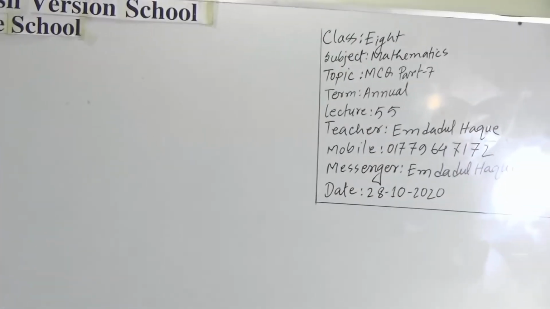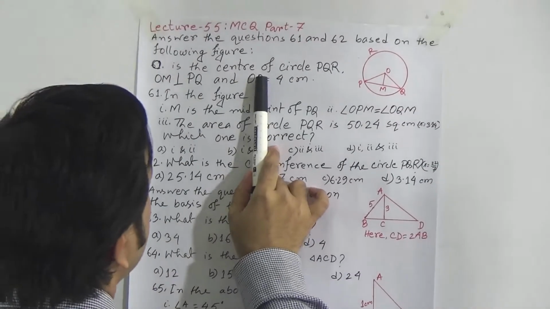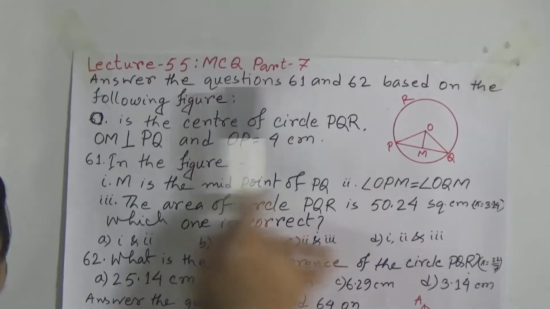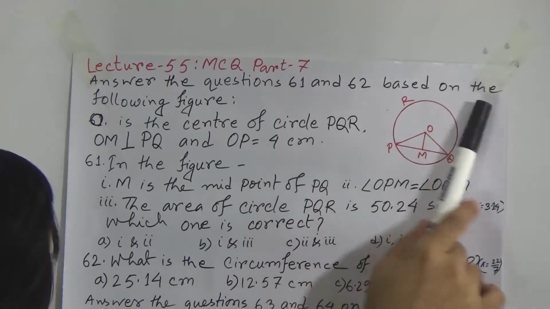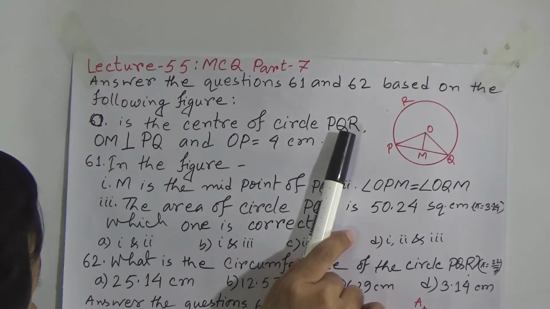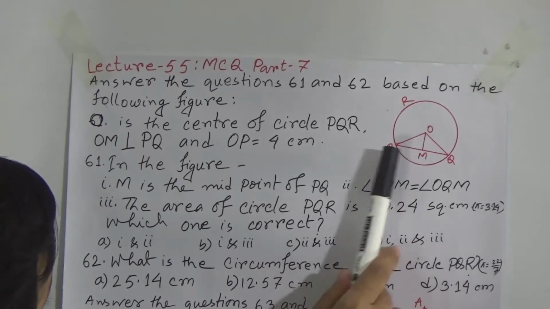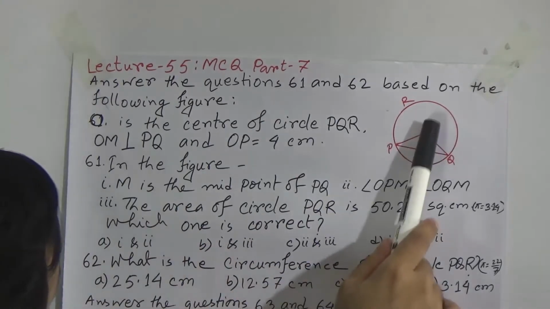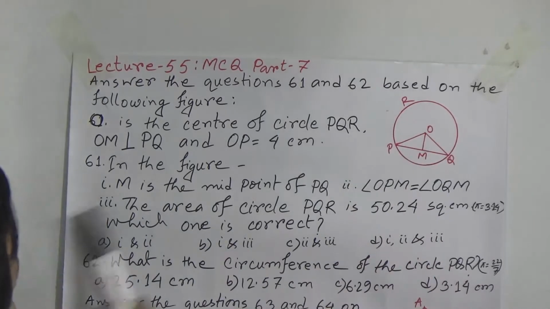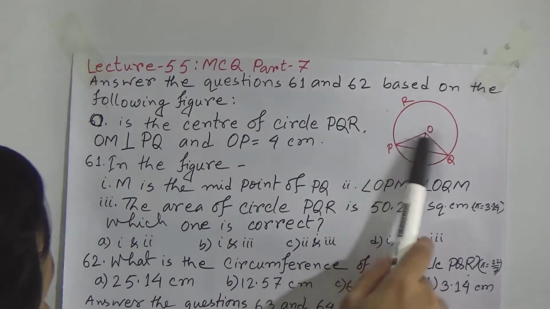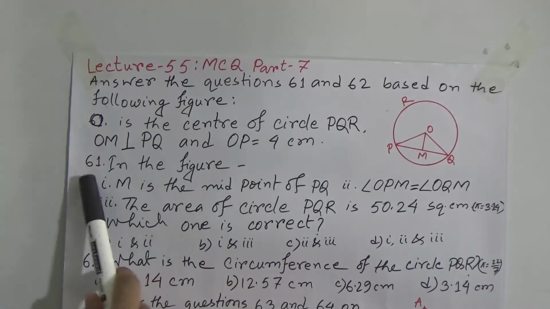Here at first a stem is given. Depending on this stem we have to answer two questions. Answer questions 61 and 62 based on the following figure. Here O is the center of the circle PQR. OM is perpendicular to PQ, and OP equals 4 centimeter. It means the radius of the circle is 4 centimeter.